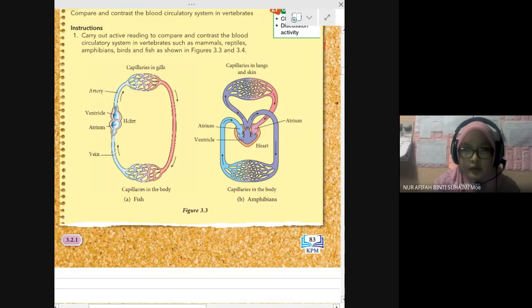Okay, fish only have one atrium and one ventricle to receive and transport the blood out of the heart. One atrium, one ventricle. Okay, amphibians, frog. They have two atrium, left and right atrium, the chambers of their heart, and one ventricle. Two atrium, one ventricle. And the rest, they have artery, they have vena, they also have capillary.